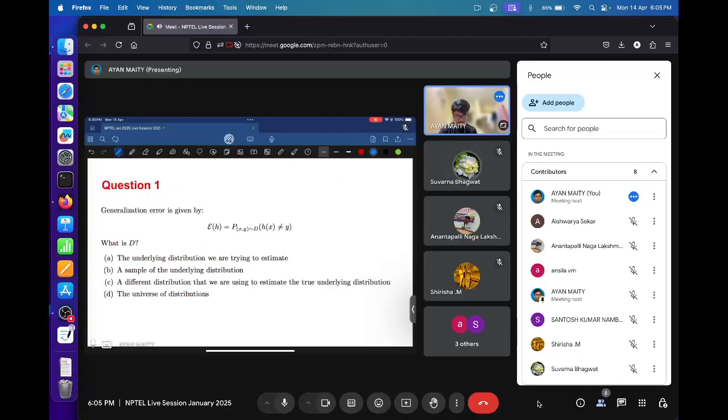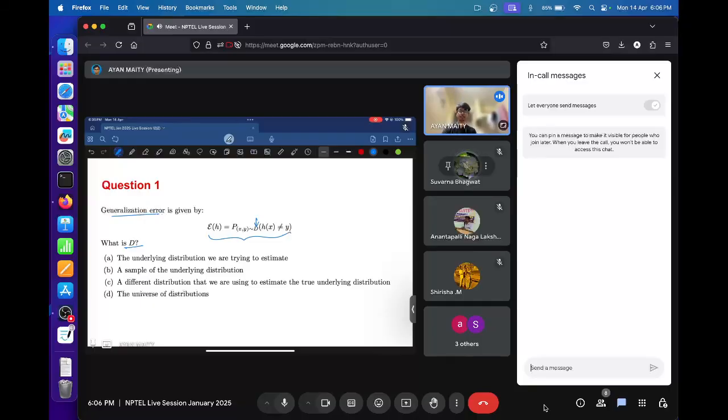So this is the first question. Generalization error is given by this expression that epsilon h is equal to probability of h(x) not equal to y, (x, y) drawn from capital D. So what is this D that is used in this expression for generalization error? Options are the underlying distribution we are trying to estimate, a sample of the underlying distribution, a different distribution that we are using to estimate the true underlying distribution, and the last option is the universe of distributions. So you can write your answers in the chat.